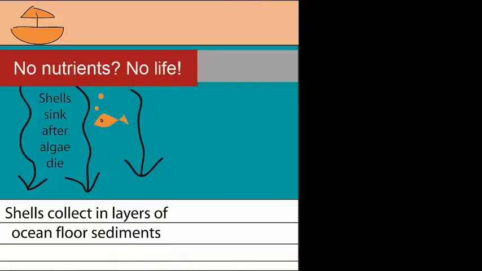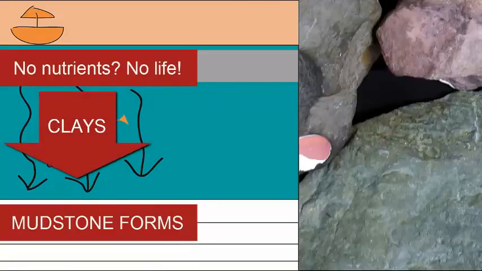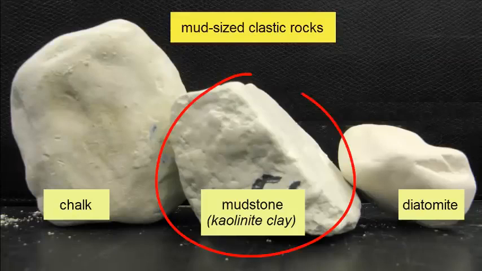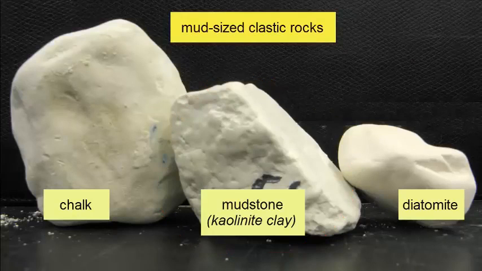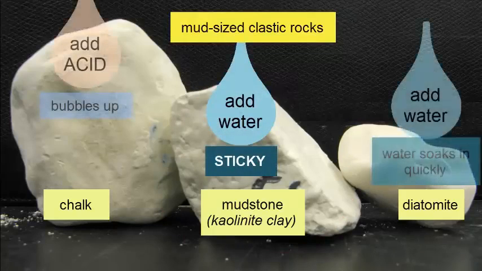Note: where nutrients are absent in the surface waters, marine organisms are absent in the surface waters, and land-derived clay minerals are all that settle out. Those clay minerals can be red, green, brown, or even white. When white, they are easily confused with diatomite and chalk. These white clay minerals, called kaolinite, are usually distinguished in such circumstances by their behavior of getting sticky when wet, instead of water soaking into the sample quickly and easily, which it does for diatomite.